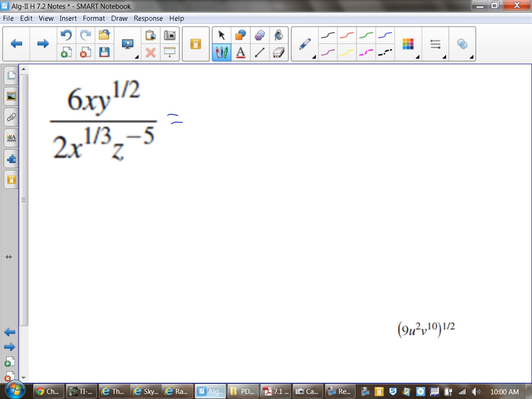what's 6 divided by 2? 3. X, y to the 1/2 is all positive variables. X to the 1/3 is a positive variable. Z is now a positive variable. I moved all my variables around to make sure they had positive exponents first.